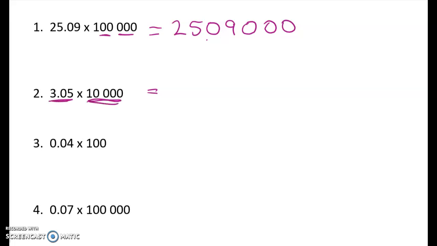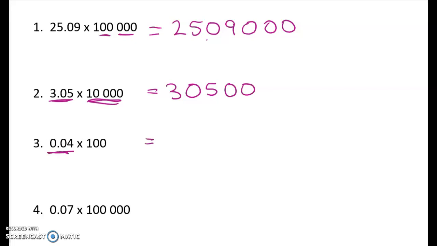Okay, so you should have paused the video and got your answers ready with you. So 25.09 times 100,000 is going to equal this. Well, I need to move it over 5 places. So first I'm going to move over 2 places to get to the end of my digits, and then I've got 3 more to go. So we've got 1, 2, 3. So that's 2,509,000. The next one, 3.05 times 10,000. I'm going to move it over 2 first, and then I've got 2 left to go.